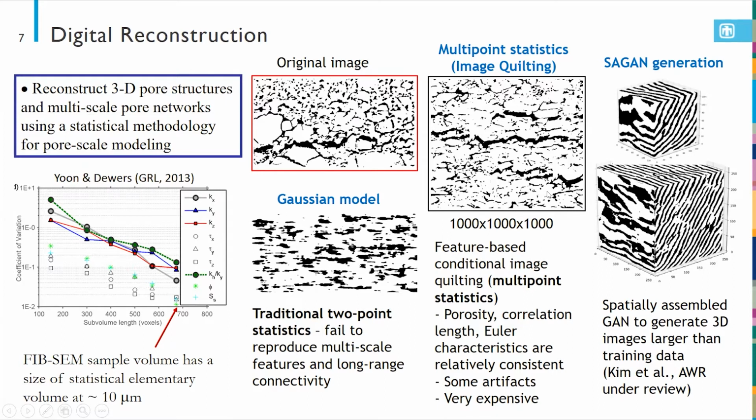Instead, the multi-point statistics, which can capture some different connectivity and shape, functioned better. So this multi-point statistics was able to generate a relatively nice 3-dimensional framework. In particular, we generated a 1,000 cube data set. In terms of quantitative estimates, porosity, correlation, and some other characteristics were recovered relatively well. The only problem was we found some artifacts as well as computational expense. It actually took a long time to generate a large data set. Recently, we did a so-called spatially assembled GAN, generative adversarial network framework, to generate a relatively large size.